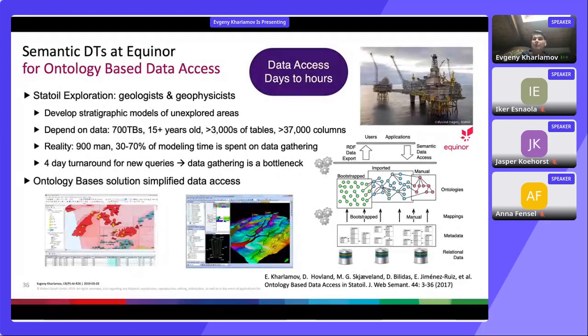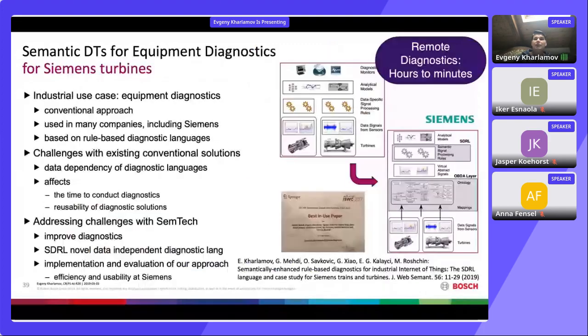Another example is from Siemens, where the idea was to improve diagnostics of turbines with the help of semantic technologies. So remote diagnostics of complex equipment like turbines went from hours to minutes. One can write diagnostic tasks, reuse diagnostic tasks from the catalog, where the diagnostics is written with the help of ontologies. Why? Because one can abstract from various details of turbines towards ontologies and then write diagnostics on top of ontologies.